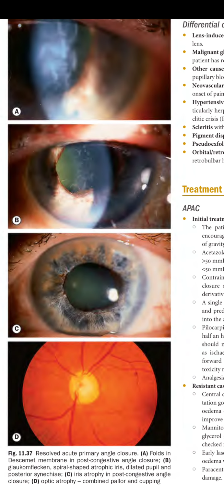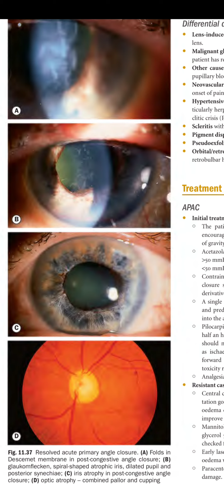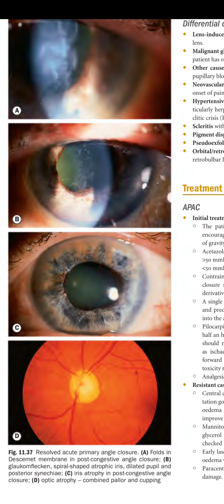A is showing folds in the Descemet membrane in a post-congestive angle closure. B is showing glaukomflecken, which is basically focal necrosis on the lens, and it is showing spiral-shaped iris atrophy. And D is showing us optic atrophy combined with pallor and cupping.